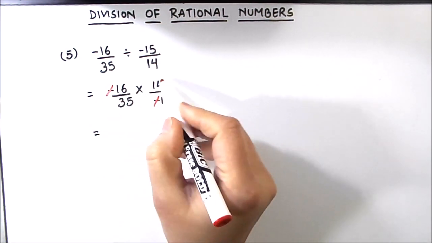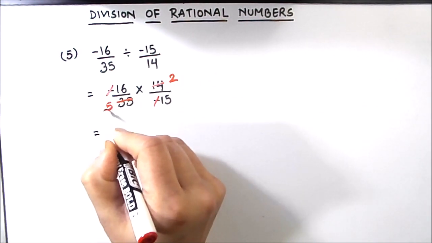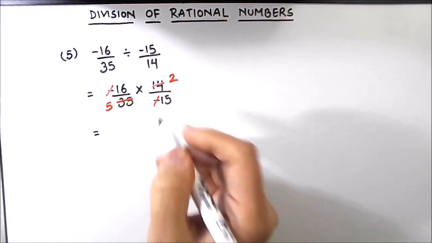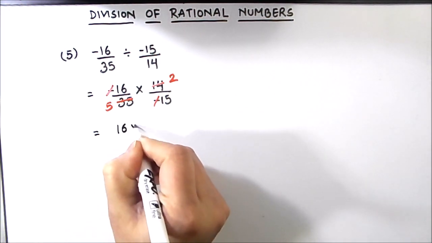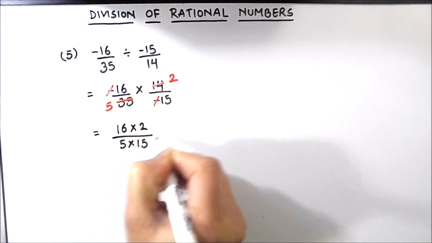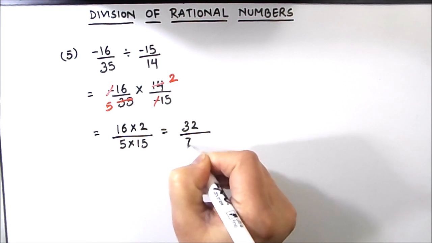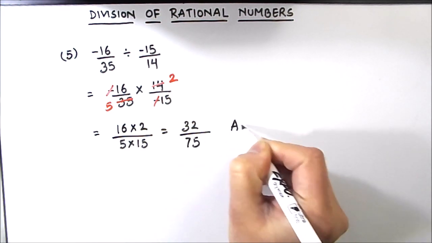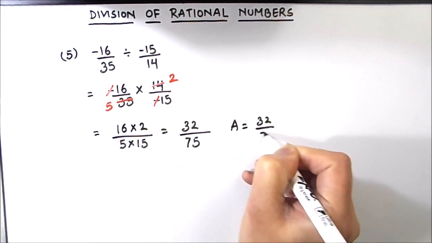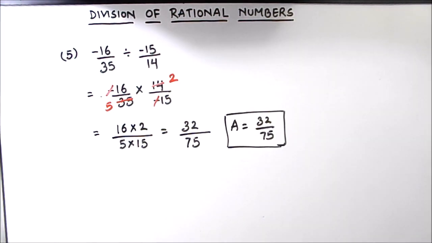14 and 35 have a common factor of 7. 7 times 2 is 14 and 7 times 5 is 35. Now we are left with 16 times 2 in the numerator and 5 times 15 in the denominator. So 16 times 2 is 32 and 5 times 15 is 75. So our final answer is 32 by 75. So this completes our last example. So this is how we can divide rational numbers.